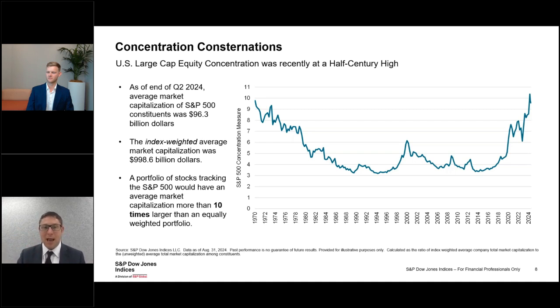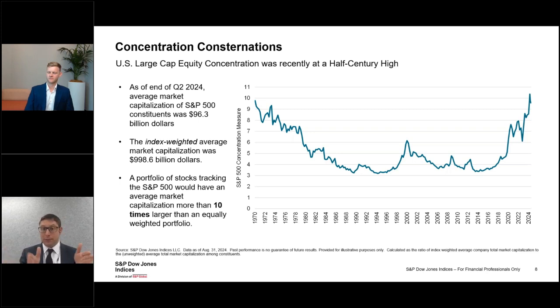So at the end of the first half of 2024, if you took all the companies in the S&P 500, you measured their market capitalization, and you took a simple average, the average S&P 500 company has a market cap of around $100 billion, 96.3. But the capitalization weighted S&P 500 puts, as we've explained, more allocation in the larger companies. And if you do a weighted average, the index weighted market size is slightly over 10 times as much, nearly $1 trillion, $998.6 billion.